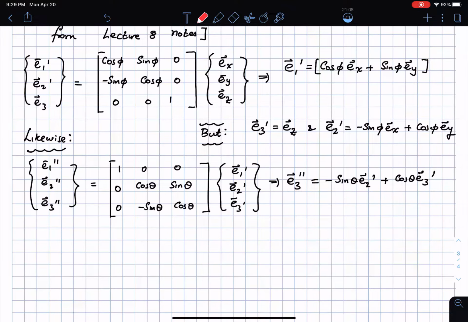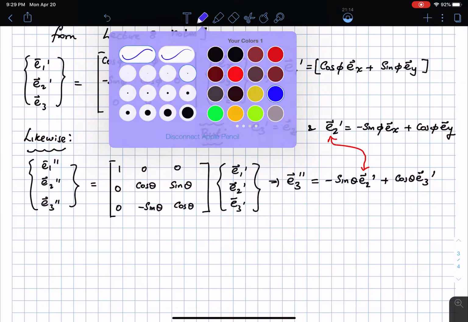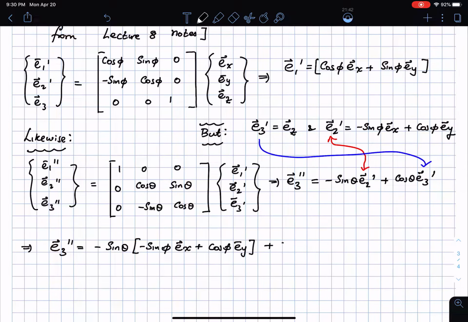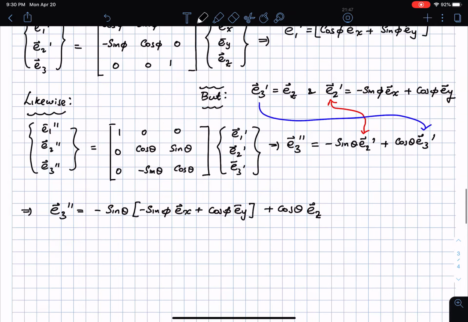Which means that I'm going to take these and start substituting them. This is going to be substituted directly here. That's one substitution. The other substitution is I'm going to take E3 prime and substitute that right there. Which tells me that E3 double prime is going to be minus sine theta times E2 prime, which is minus sine phi Ex and then cos phi Ey, and then cos theta times E3 prime, which is the same as Ez.